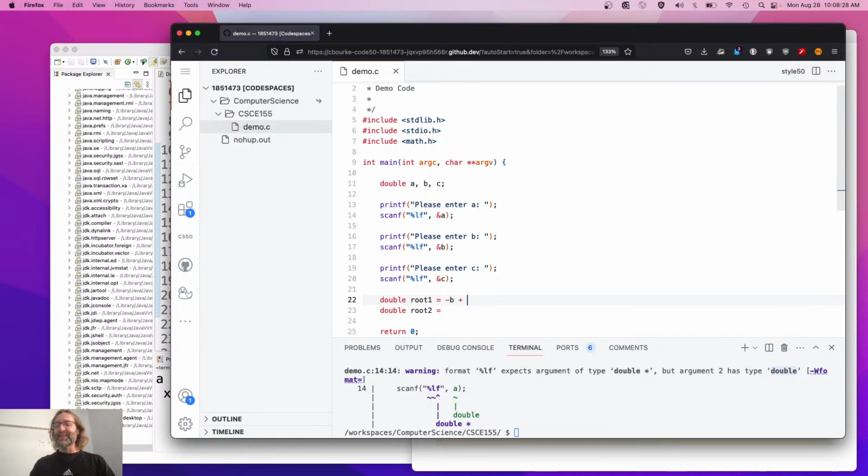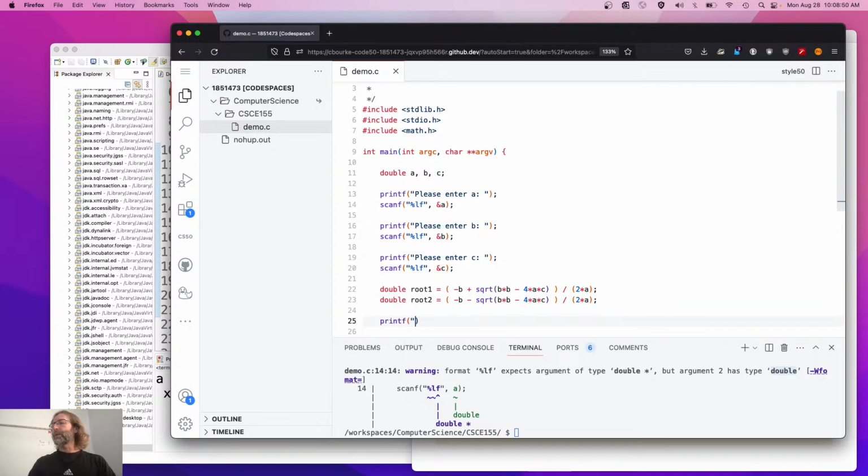Plus square root of, help me out, b times b minus 4ac all over 2a. And make sure that these are well balanced, good, and good. There we go. And getting myself into trouble by copy pasting pasta, but there we go. All right. And let's print them out. Roots are %f and %f end line. So root 1 and root 2. Great.